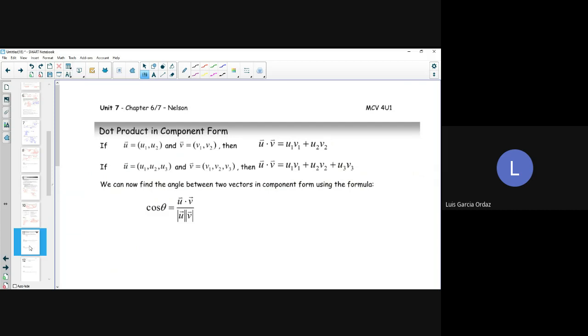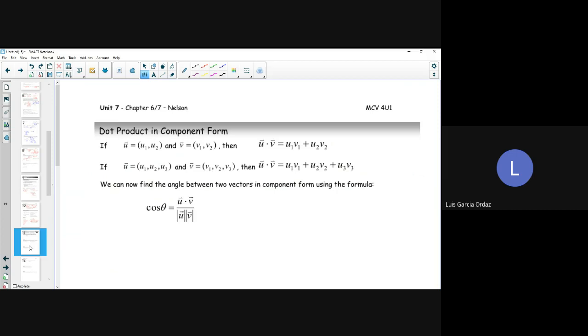So now the dot product in component form. If vector u is u1 and u2, and vector v is v1 and v2, then u dot product v is u1 times v1 plus u2 times v2. If u is u1, u2, u3, and v is v1, v2, and v3, then u dot product v is u1 times v1 plus u2 times v2 plus u3 times v3, which means we can now find the angle between the two vectors in component form using the angle formula.